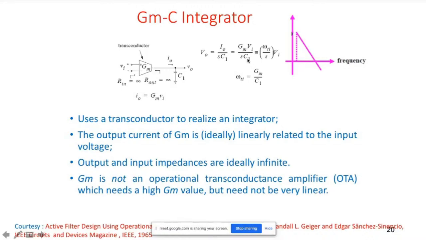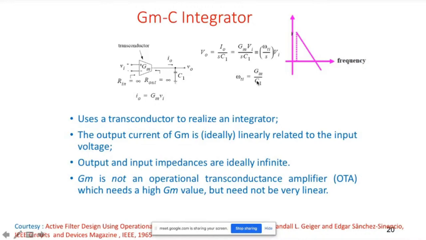So this omega is nothing but the process frequency. You have gm by C1, which corresponds to this, so this will be the unity gain frequency. You can have your filter range of this unit up to this frequency. If you want higher bandwidth, I can increase my gm or I can decrease my capacitance.